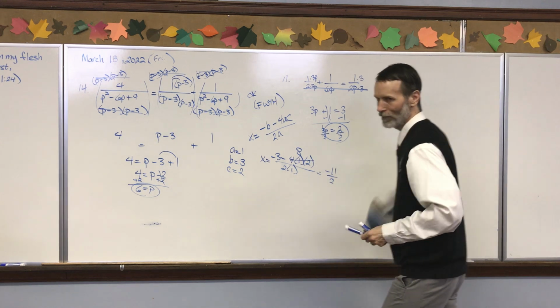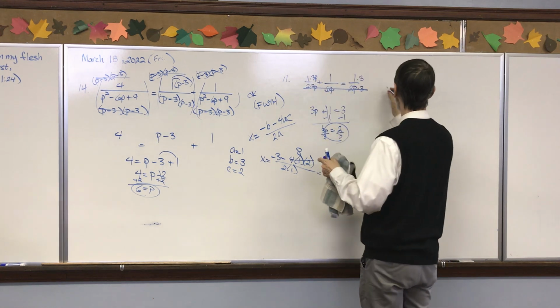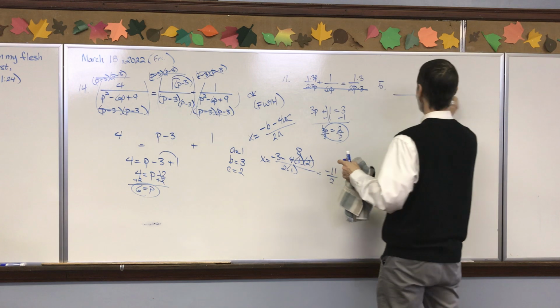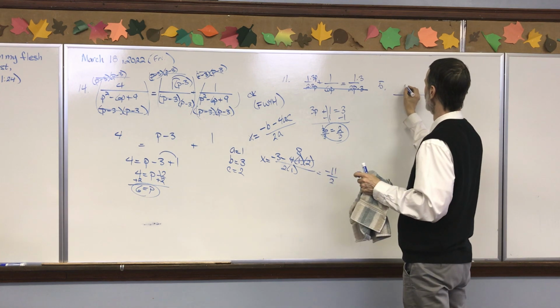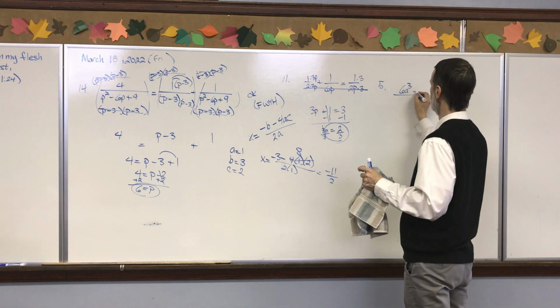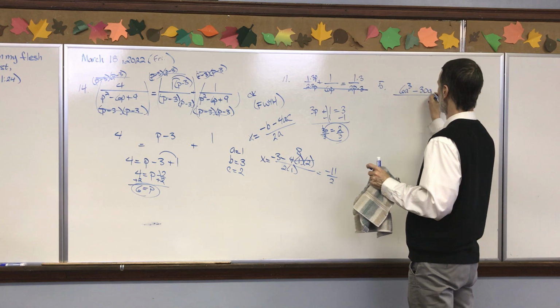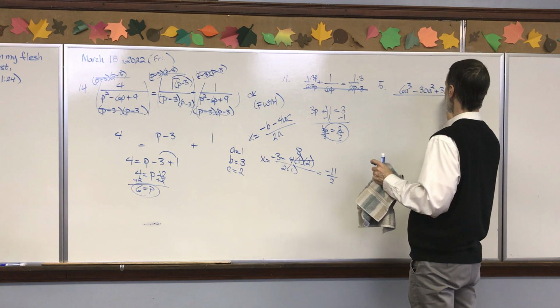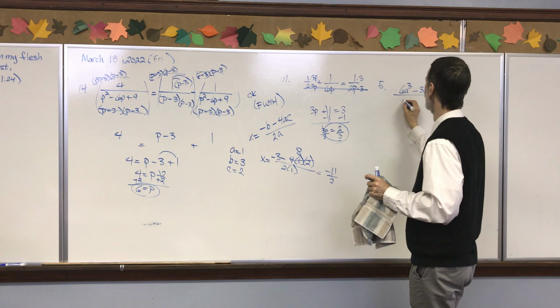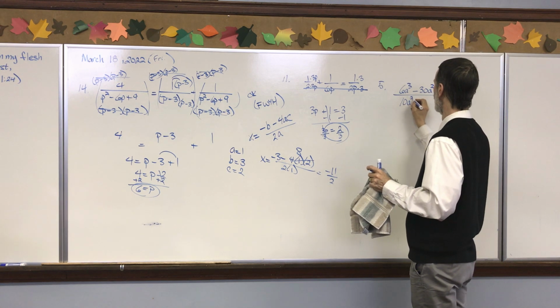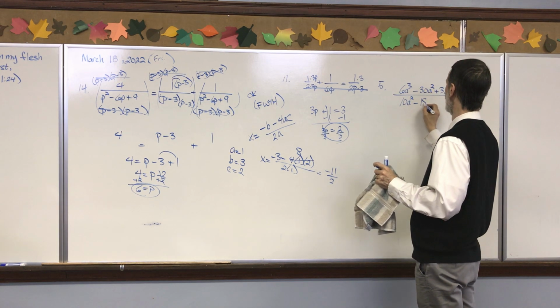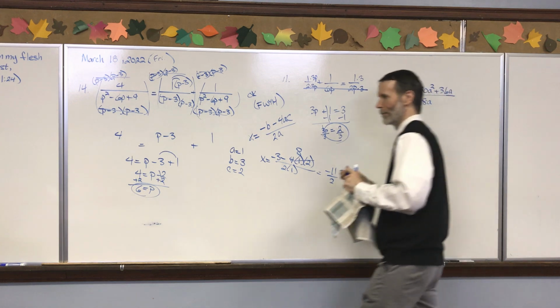Isabella, do me a favor. Can you read it off for me? It's just one big fraction. What's the top? 6a cubed minus 30a squared plus 36a. Okay. What's the bottom? All over 10a squared minus 18a. And that's it? Okay.